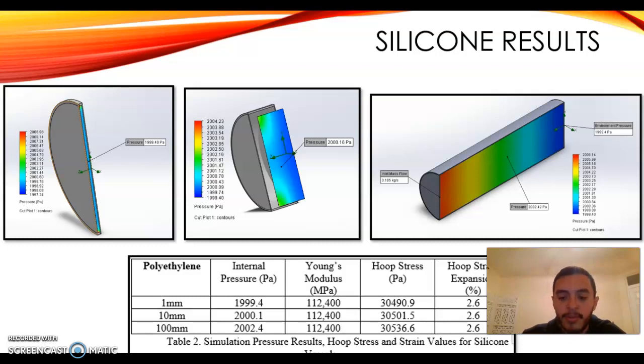You can see that the hoop stress in pascals is going to be relatively similar for each length of the silicone vessel, as well as the hoop strain expansion all being the same at 2.6%.